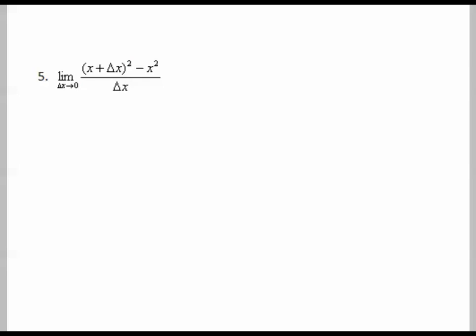Fifth example. This is a good one to practice expanding out. Now, delta x is a variable. It's not two variables. Delta x, one variable, delta x. If I plug in 0, it's not going to work. So expanding out is how we can deal with this one.